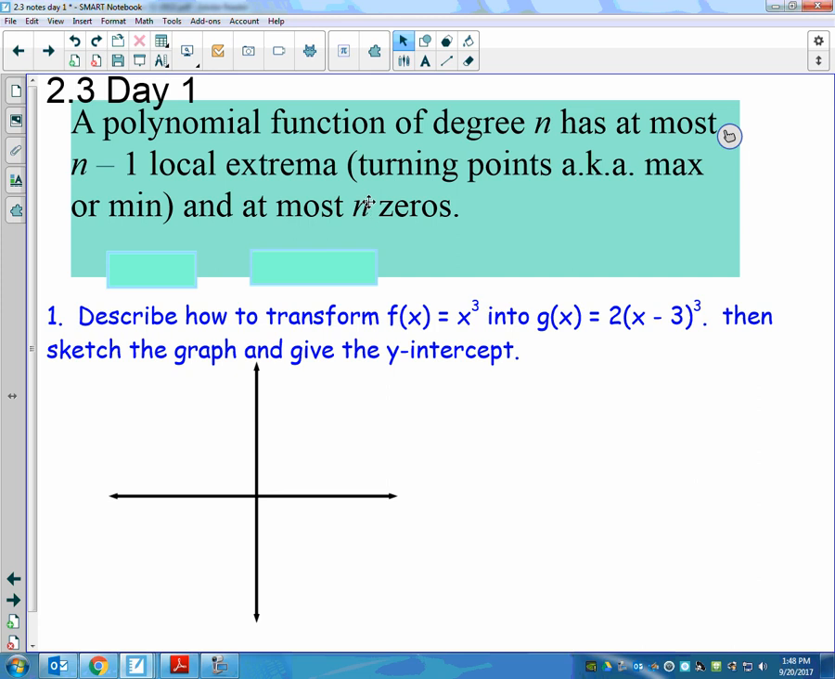So if you had a degree 5 function, the most number of ups and downs it could have in the graph would be 4, and it could have at most 5 zeros.